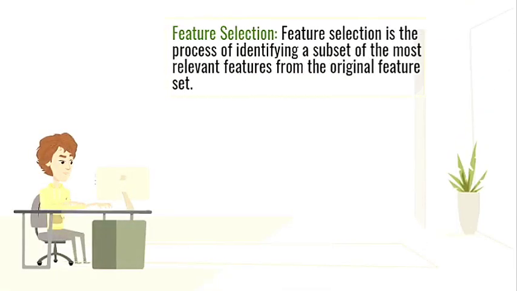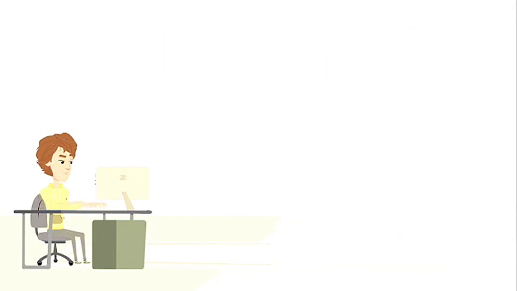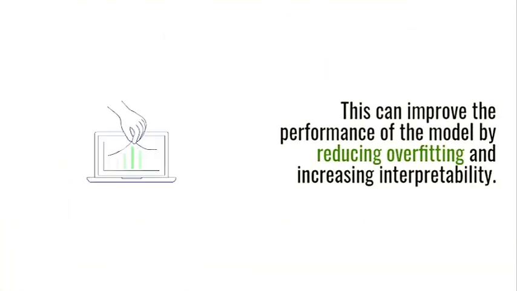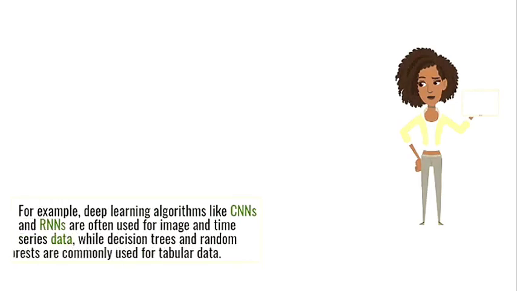Feature selection. Feature selection is the process of identifying a subset of the most relevant features from the original feature set. This can improve the performance of the model by reducing overfitting and increasing interpretability. For example, deep learning algorithms like CNNs and RNNs are often used for image and time series data, while decision trees and random forests are commonly used for tabular data.